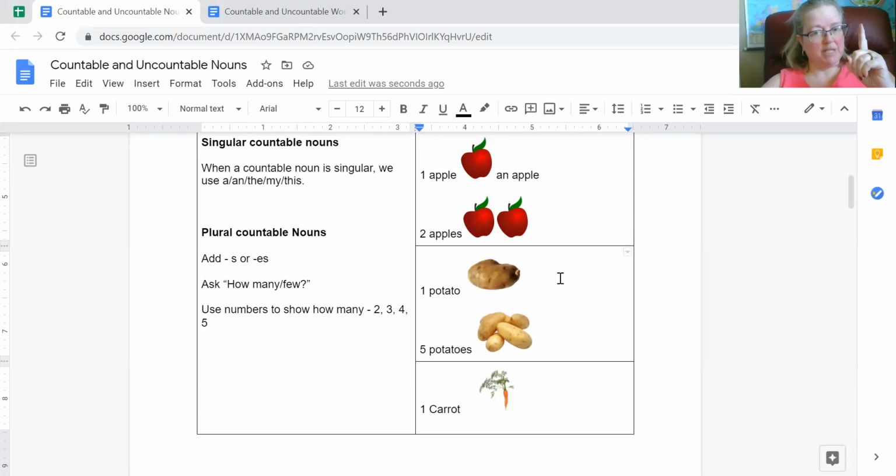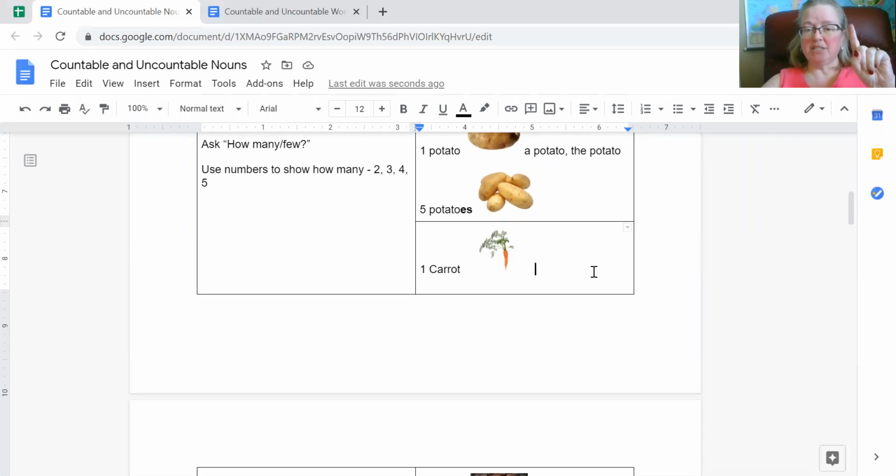Potato, 1 potato. A potato. Or the potato. Plural, 5 potatoes. Here we have the ES to make it countable and plural. How many potatoes? 5 potatoes.